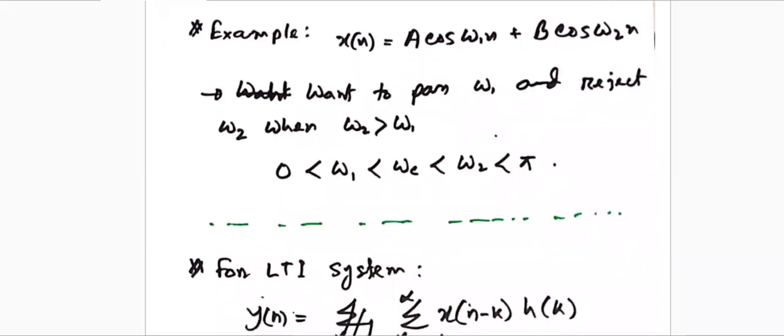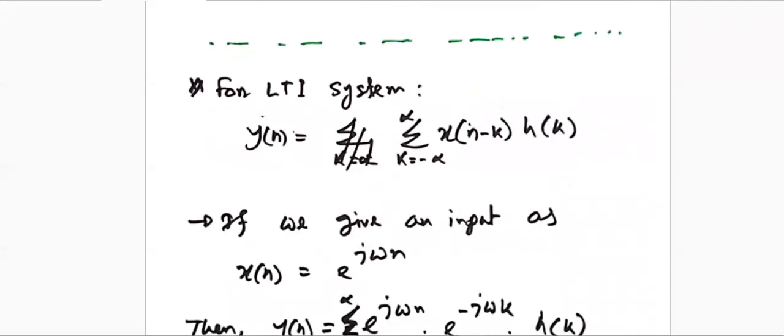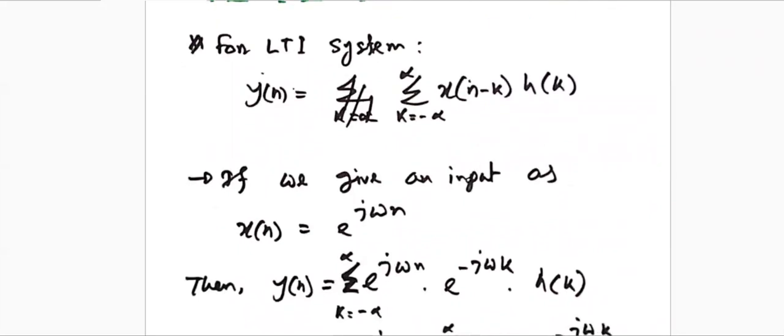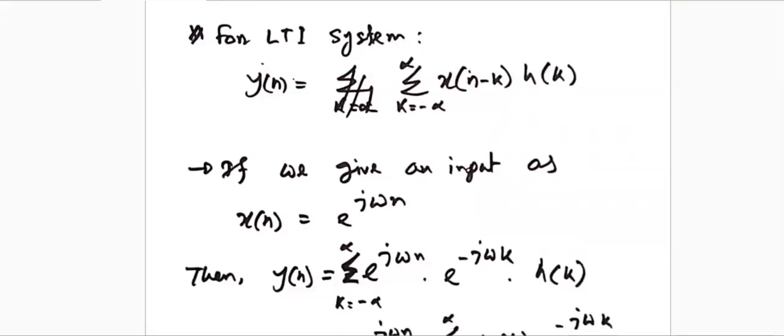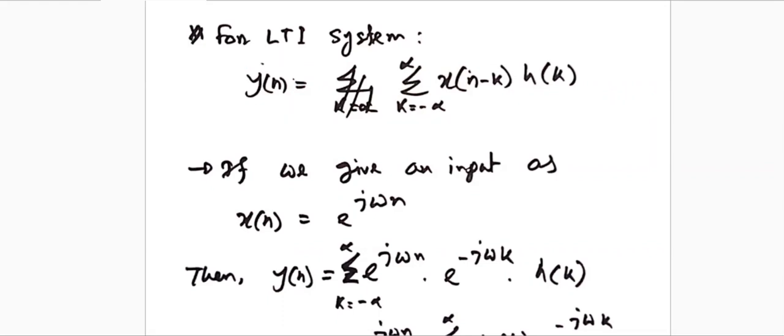Okay. So before going to this example, let me give you one idea for an LTI system, which will help us to design the filter from the time domain perspective. Okay, starting from the concept of the convolution sum. Of course, this is the equation for the convolution sum. This is the output, where this is the input and this is the impulse response.